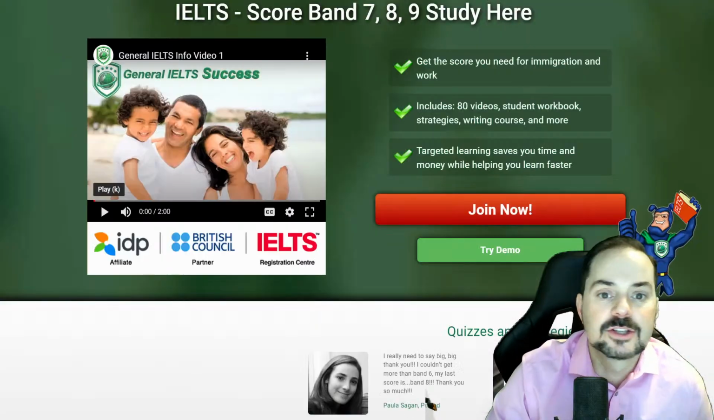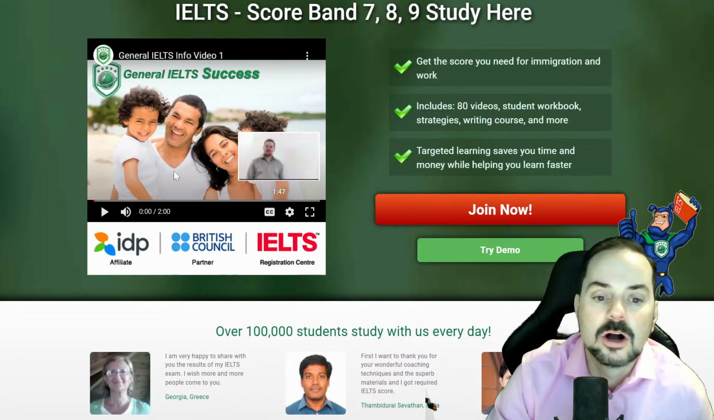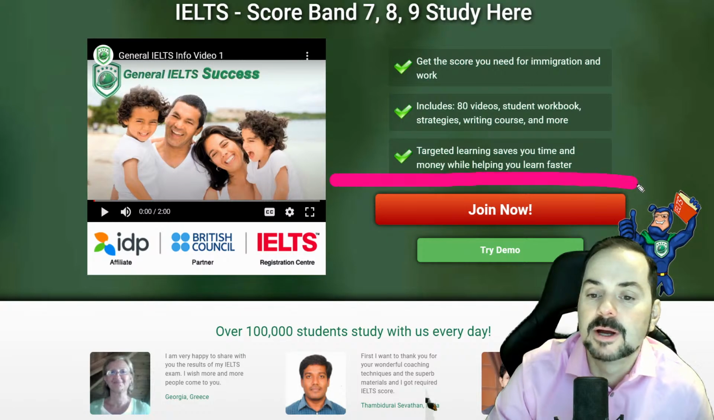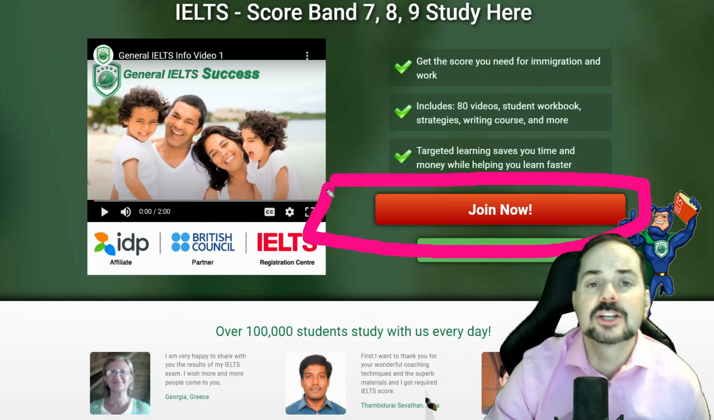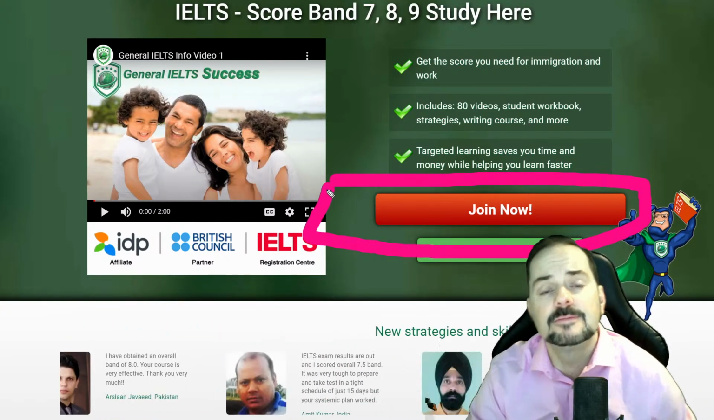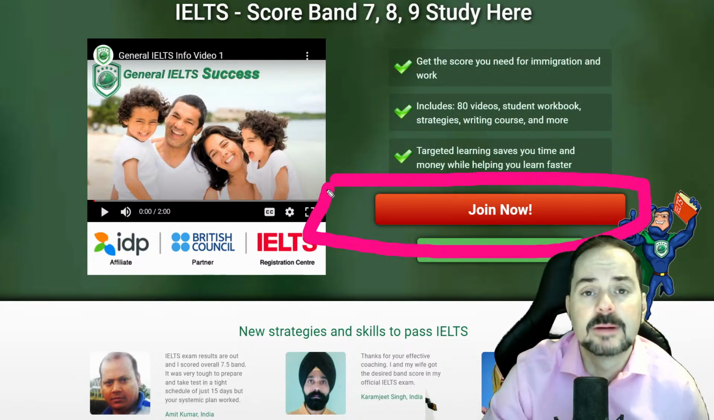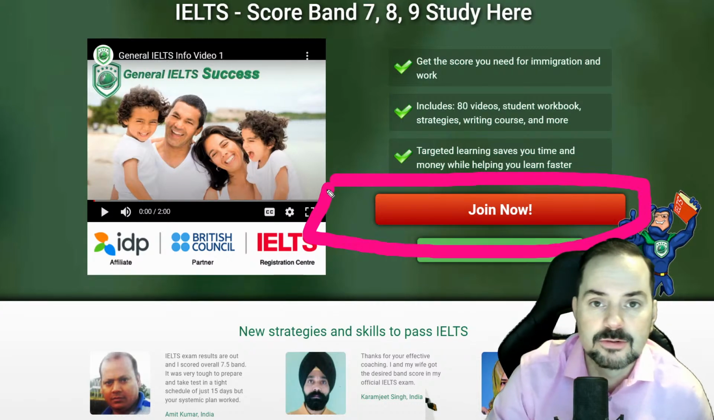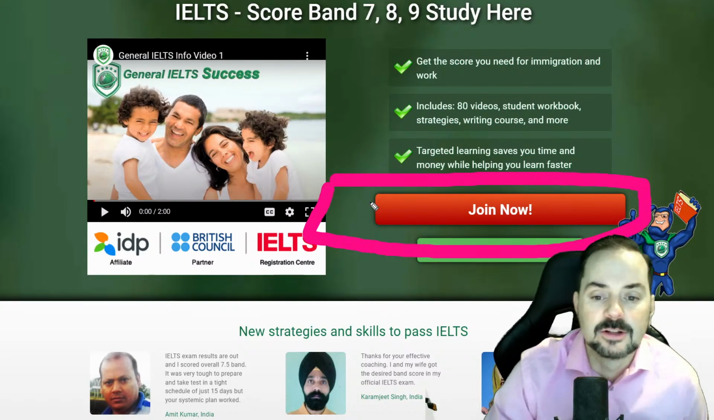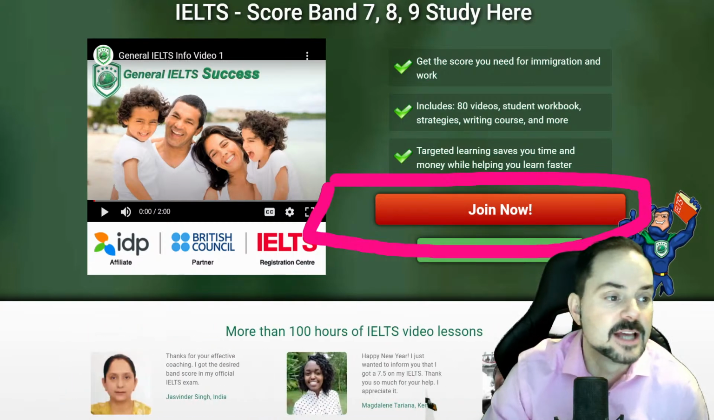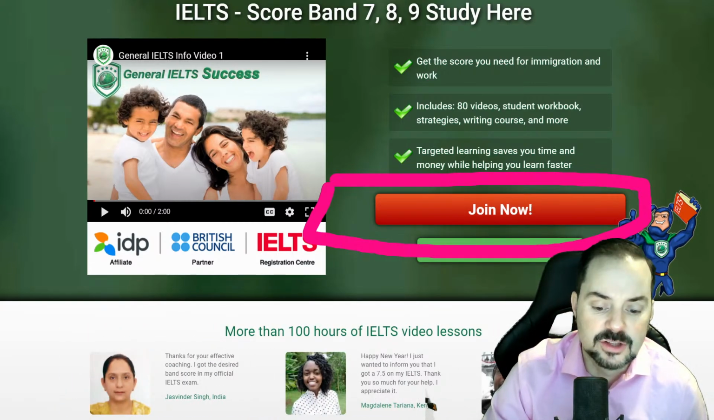For general IELTS students, gieltshelp.com, green background, click that big red button. The reading section for general IELTS is different from the academic IELTS, although passage 3, or I should say section 3, in the general IELTS is very, very similar to the academic. So pay attention to that.